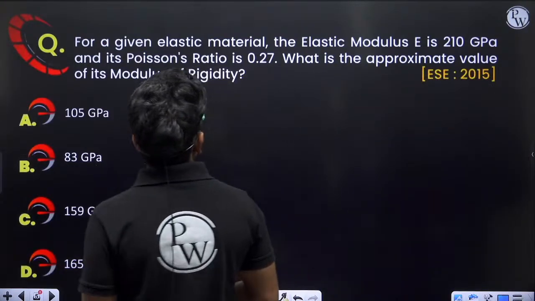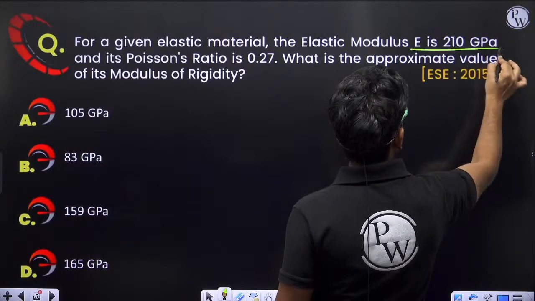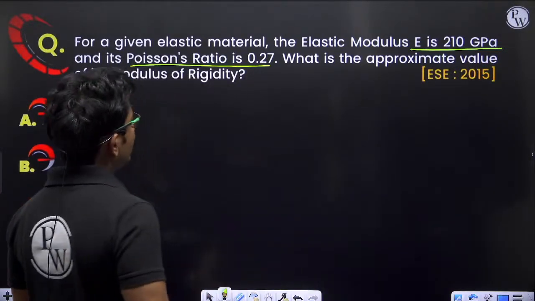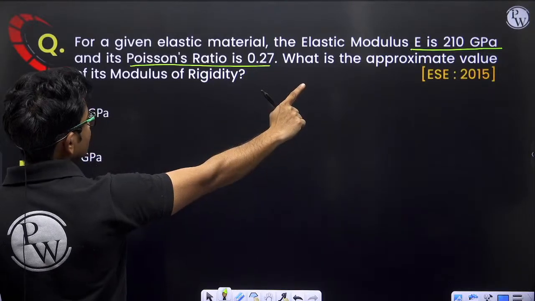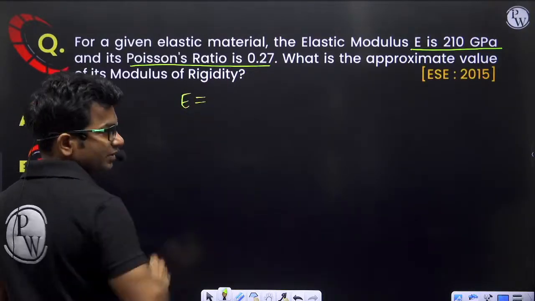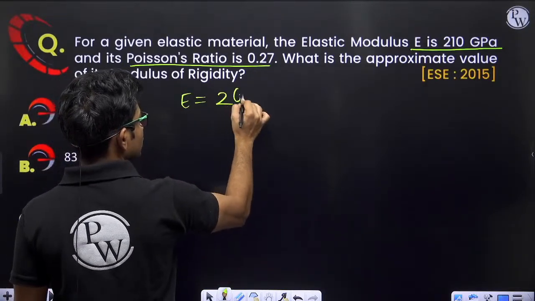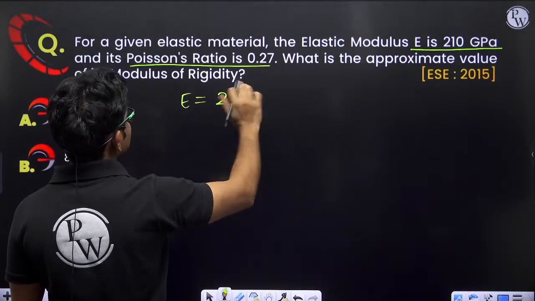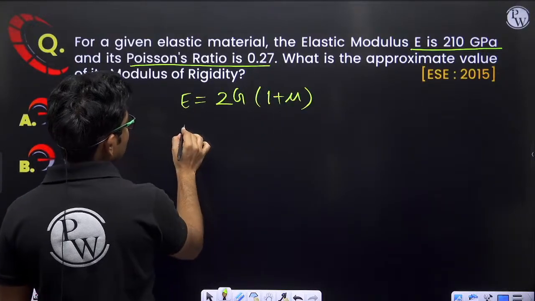For a given elastic material, the elastic modulus E is 210 gigapascal and its Poisson's ratio is 0.27. What is the approximate value of its modulus of rigidity? Elastic modulus is given, Poisson's ratio is given, and we have to find the modulus of rigidity. The relationship between elastic modulus, modulus of rigidity or shear modulus, and Poisson's ratio is E equals 2G into 1 plus mu. So we have to find G.